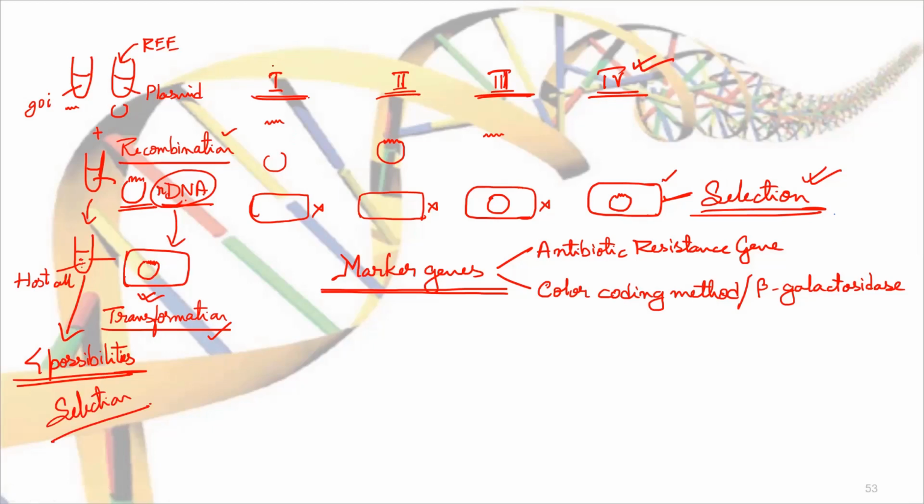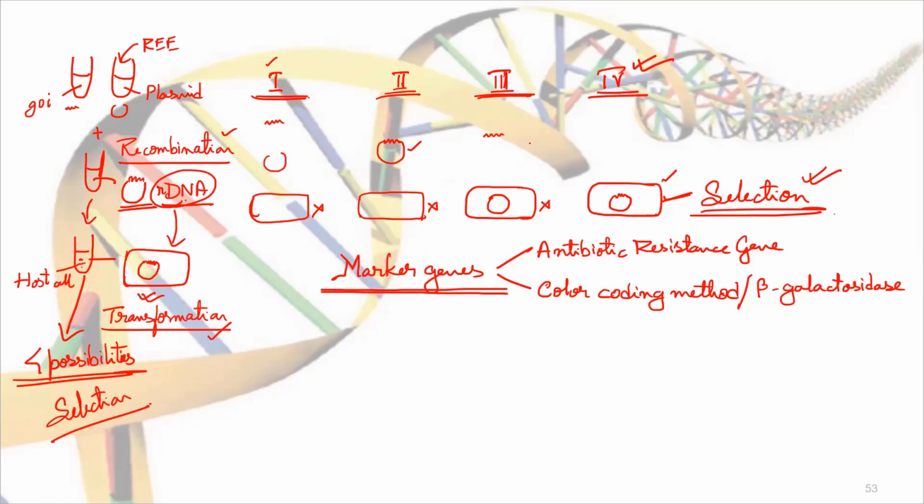Because we have noted here, in one of the possibilities, it is possible that neither the DNA got recombined with the vector, so unsuccessful recombination, nor is there any transformation. So both recombination and transformation are unsuccessful in the first case. In the second case, recombination has happened successfully, that is good, but the recombinant DNA did not enter the host, so it has not shown the transformation process.